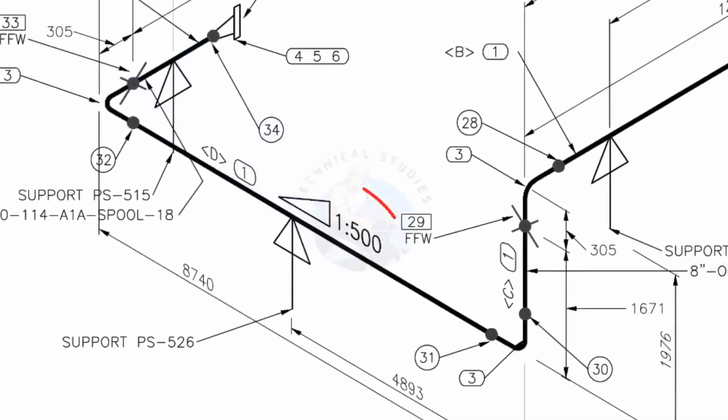This is a sloped pipe. The ratio of the slope is 1:500, means there is 1 mm slope in every 500 mm length of the pipe. Assume that the length of the pipe is 1000 mm, the slope will be 2 mm.